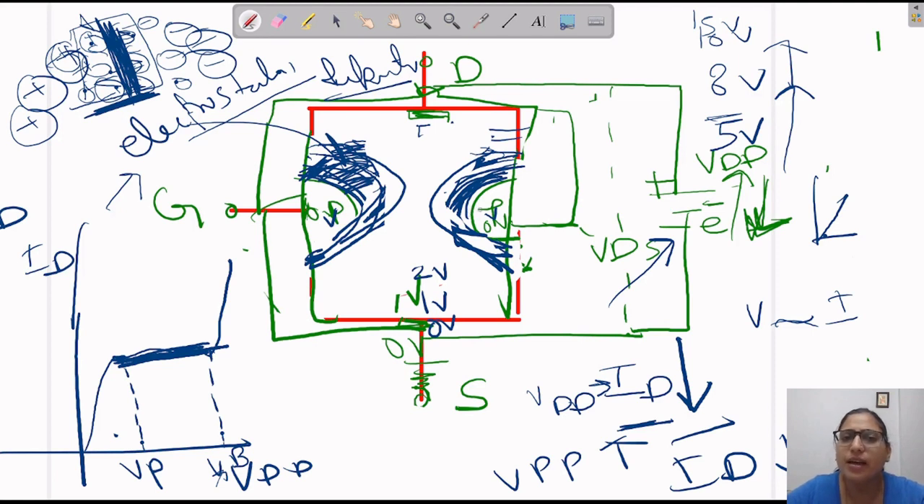Now this is the basic understanding of what is happening inside the N channel JFET. We will discuss the next case where the VGS voltage is more negative. In this case it was 0 volt, but in the next case it is negative.